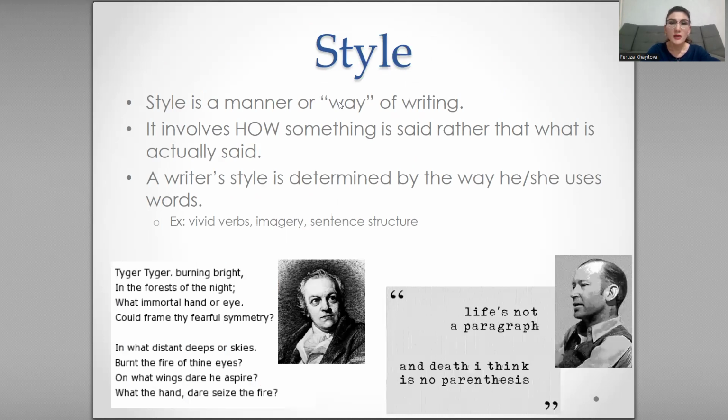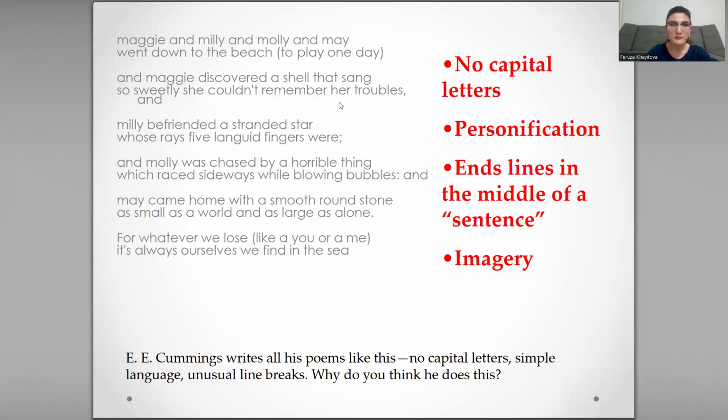Next, I will introduce style. Style is a manner or way of writing. It involves how something is said rather than what's actually said. A writer's style is determined by the way he or she uses words, for example, vivid verbs and imaginative sentence structure. Here are two authors' writing styles, for example.